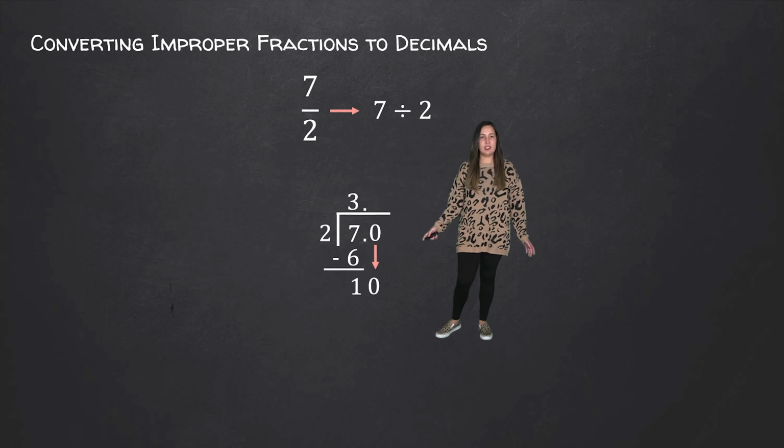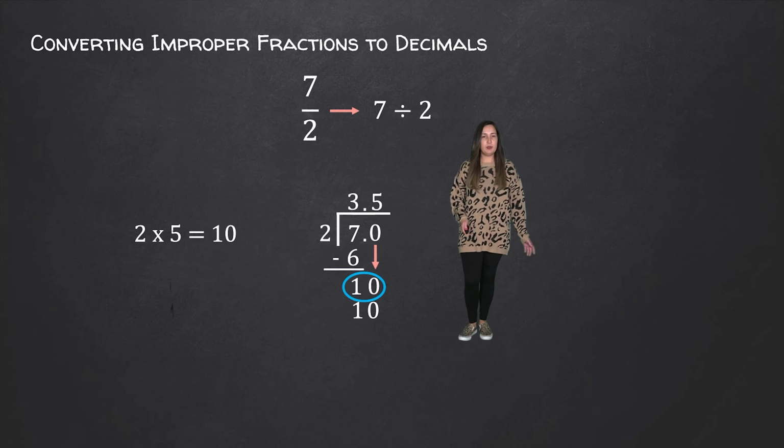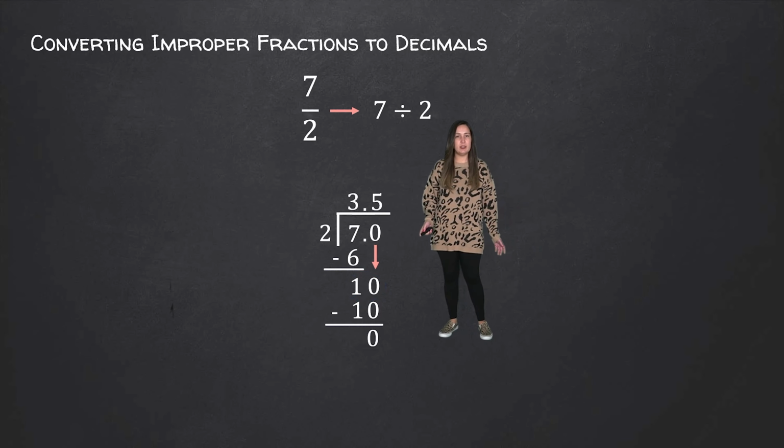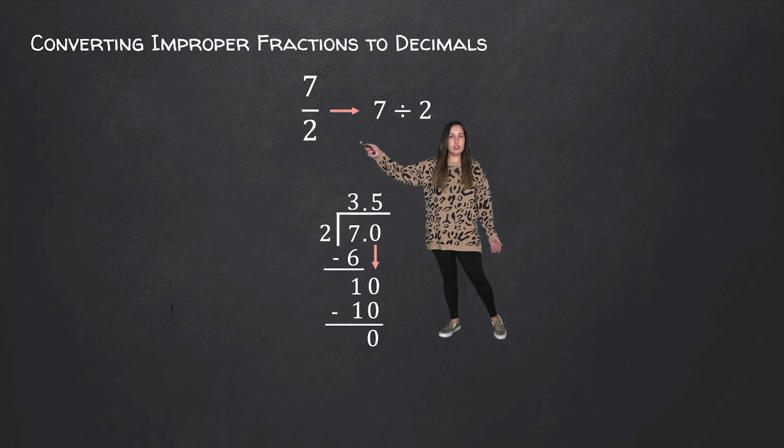Then we ask ourselves, how many times does 2 go into 10? So 2 goes into 10 5 times because 2 times 5 is equal to 10. And then we're going to go ahead and subtract. So 10 minus 10 is equal to 0. And now we have no remainder. So that means that 7 over 2 is equal to 3 5/10.